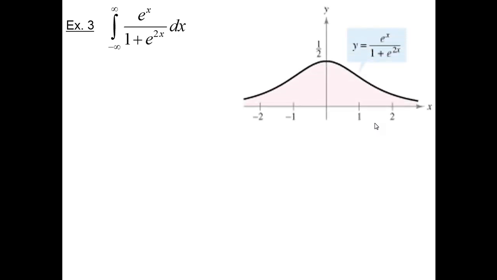All right, last little example here. So this is case 3. We have the integral from negative infinity to infinity of e to the x over 1 plus e to the 2x. Whenever you have the integral from negative infinity to infinity, you're going to break it up somewhere on your number line and choose whatever c value you want. It really doesn't matter, but I think c equals 0 is the easiest number to split it up.